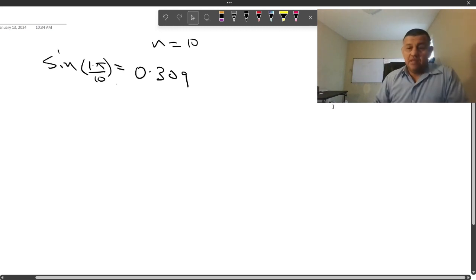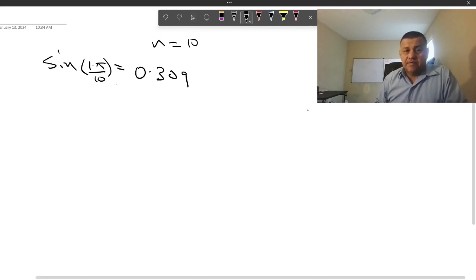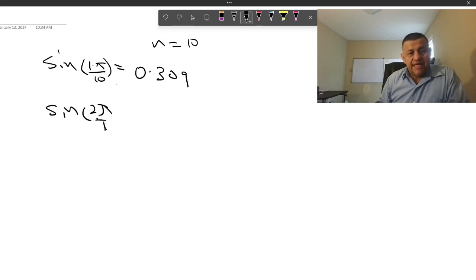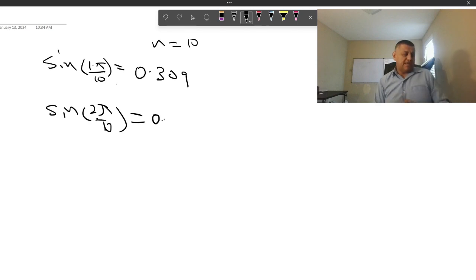Okay. So let's do this again. Okay. So let's put these values. Okay, first on here. So the second is sine of 2 pi over 10 equal to point something, right? It's going to be equal to point something, obviously.